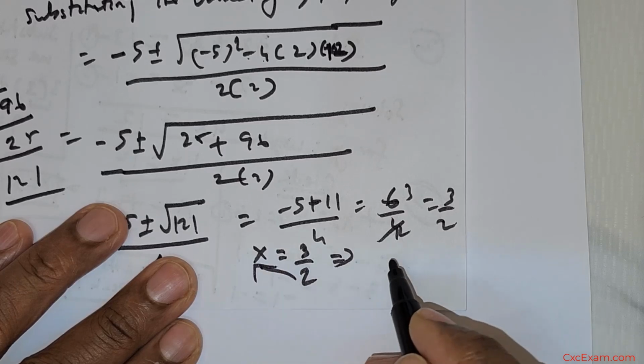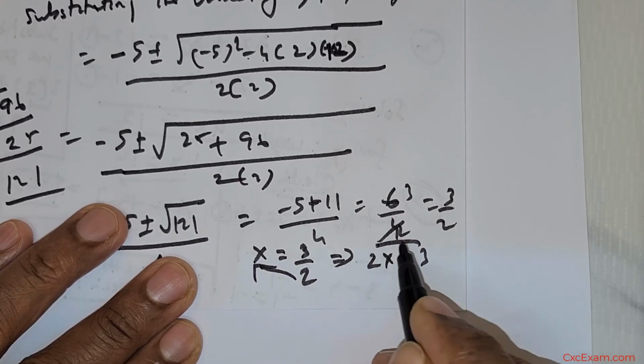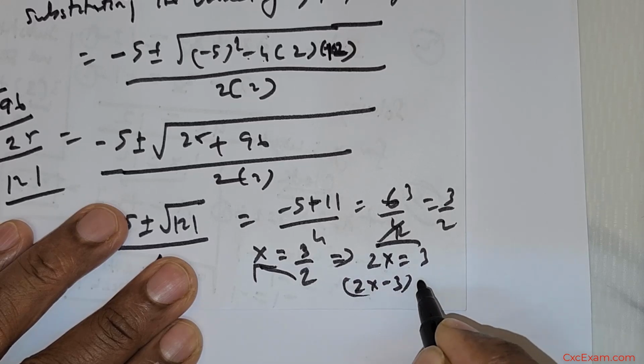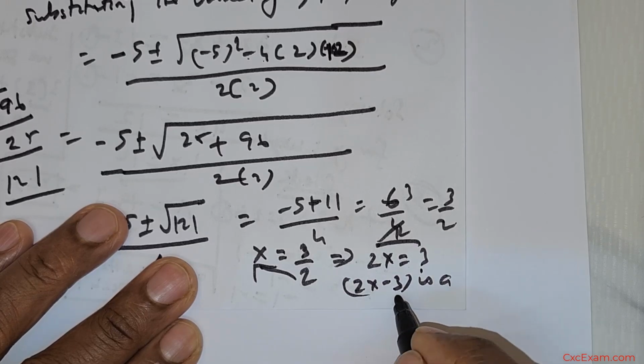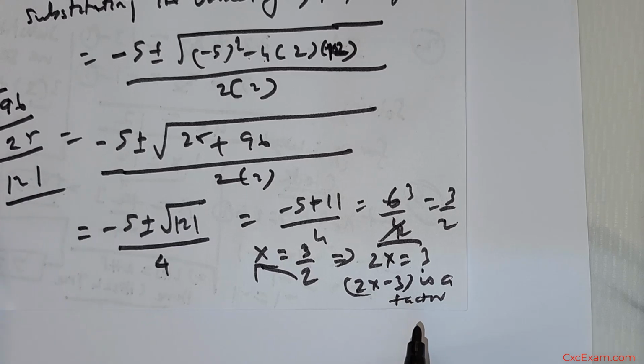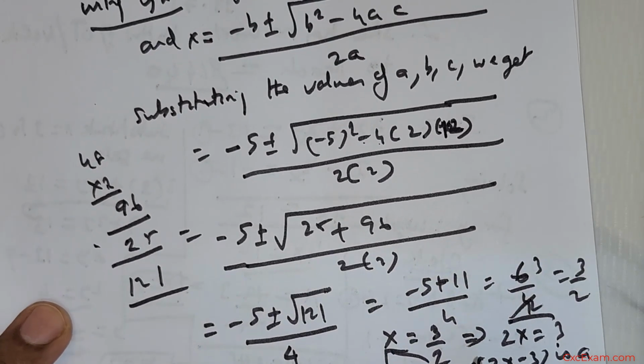So you cross multiply, you get 2x is equal to 3. Bring this 3 to this side. So this means 2x negative 3, and then you write this term is a factor. You need to write it like that. So you have actually found one factor. 2x negative 3 is a factor.